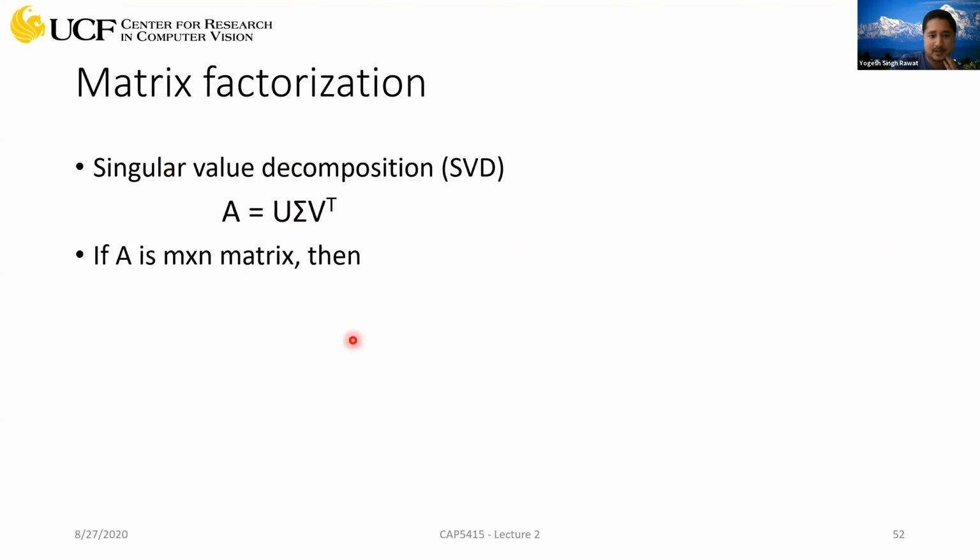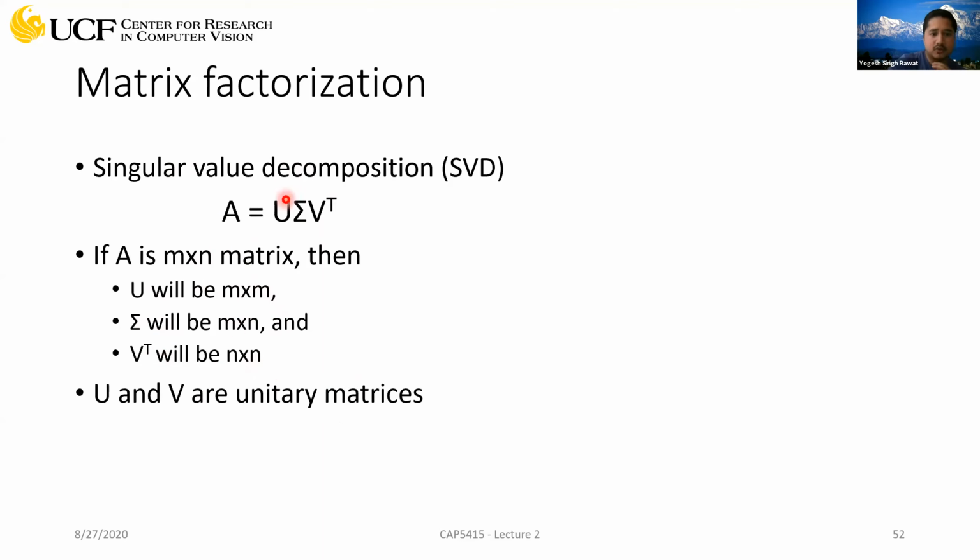If A is an M cross N matrix, U will be M cross M, that's a square matrix. Sigma will be M cross N, and V transpose will be N cross N. These U and V are unitary matrices. It means all the vectors in these matrices have unit length. And the sigma is a diagonal matrix.